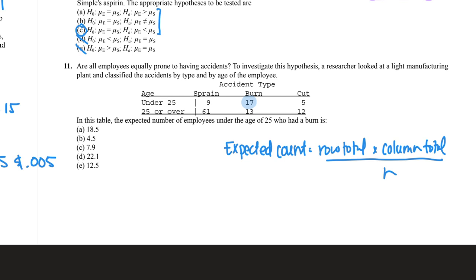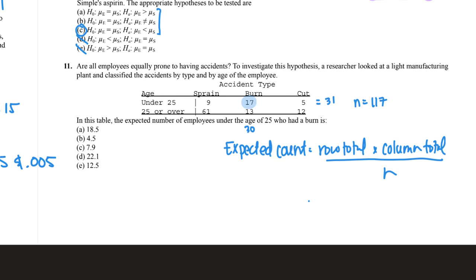All right, so let's first figure out what our row totals are. We're going to add across the top. That's going to be 31. And then we have to add the column total. So that's going to be 30. And then n in this case is 117.